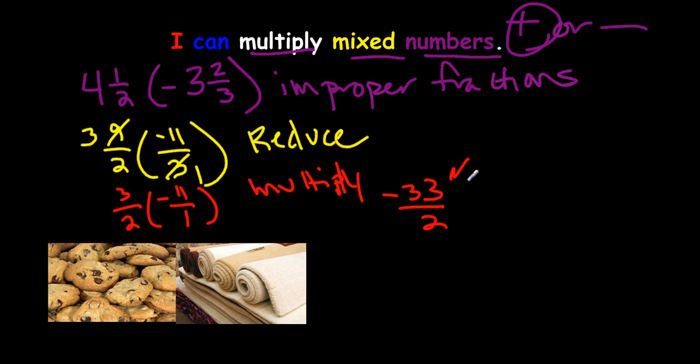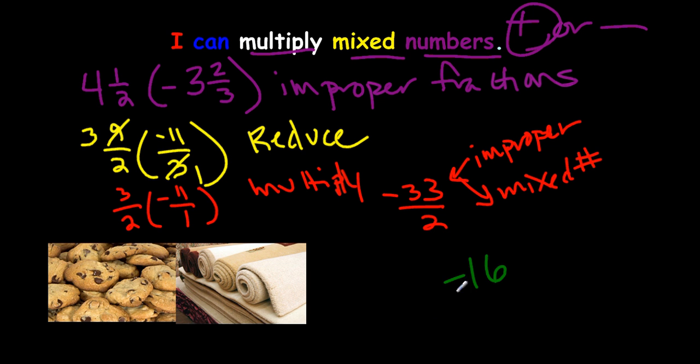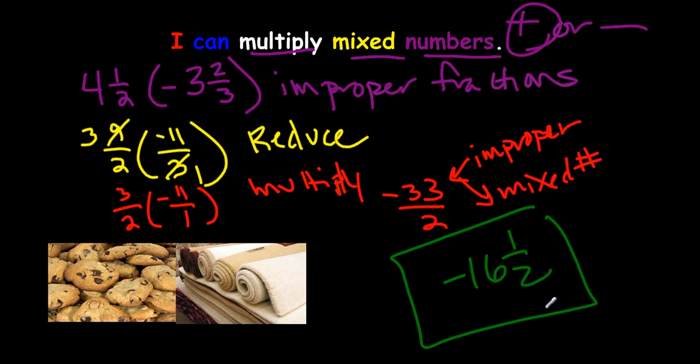Now this is improper, so I'm going to want to bring that around to a mixed number. And when I do that, I'm going to say how many 2's are there in 33? There are 16, and it's a negative with 1 left over. So I end up with negative 16 1/2. And I'm done. I end feeling a little negative, but I'm positive that I did it right.